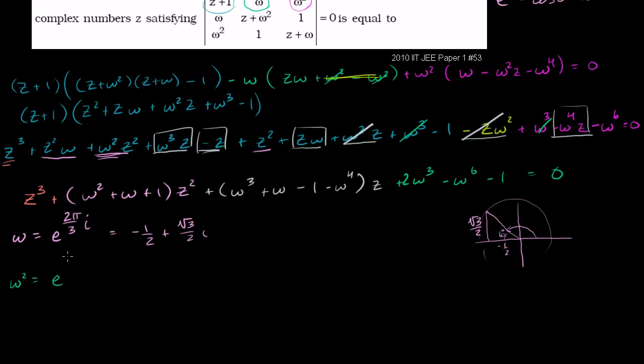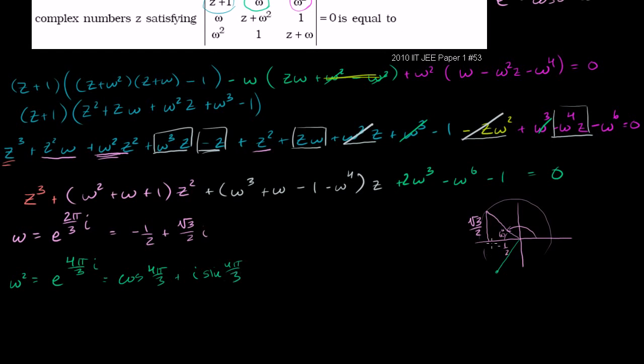So it's e to the 4 pi over 3 i. We just multiplied this by 2, so it's equivalent to 240 degrees. So it's equivalent to this right over here. So let me write it. This is the same thing as cosine of 4 pi over 3 plus i sine of 4 pi over 3.